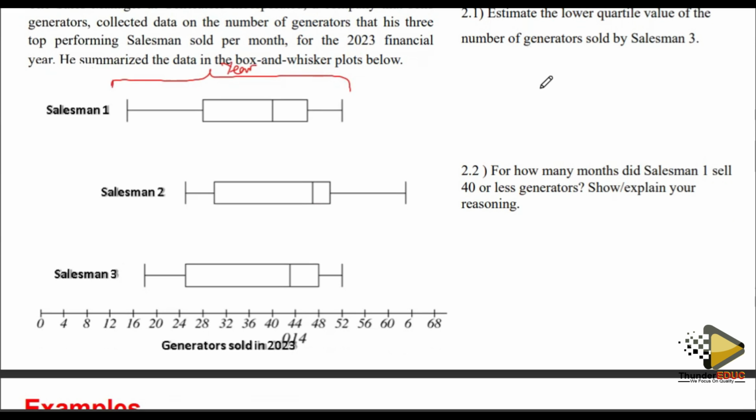So question 2.1. It says estimate the lower quartile of the number of generators sold by salesman 3. Remember we said you say minimum, Q1, Q2, Q3, and the maximum. Now, the lower, which is Q1, estimate. Here we are. So in between these, we have 4 of them. So this could be, you can say 25 generators.